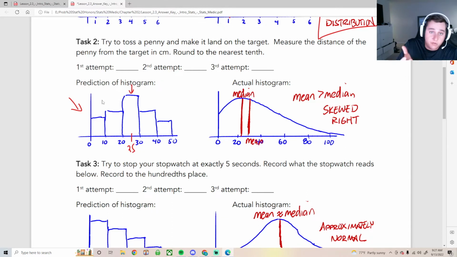And so what you would find was that you'd have some people that are just awful at this. You'd have some people that cannot throw this penny to save their life. So those people would be considered outliers on the high end, but you'd find that most people would be able to be reasonably accurate in throwing this penny, which is what brings the distribution to be skewed right instead of symmetrical like this.